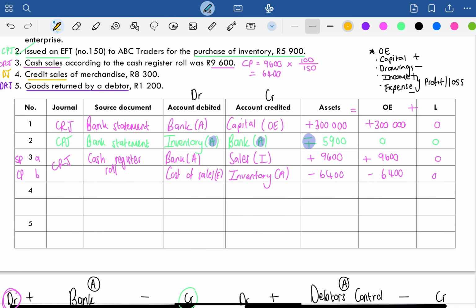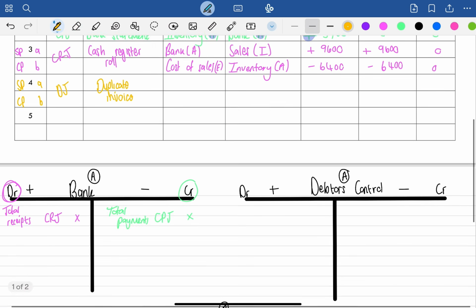Number 4 is a credit sales transaction, which is a DAJ transaction, and we will have a duplicate invoice. So an invoice is the document. Here we also have A and B with selling price and cost price. And you'll actually see it's going to look very similar to what we did there. The only main difference is the bank part. Obviously, if I'm selling on credit, I'm not actually receiving money. So bank won't be involved in this transaction.